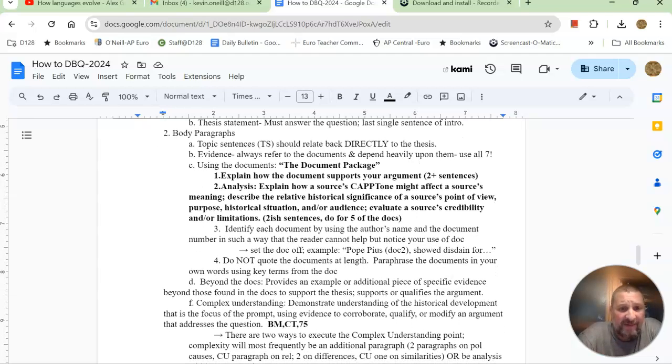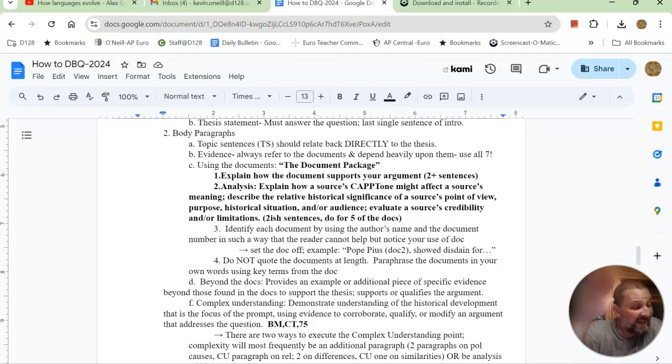Your body paragraphs, most of the time you're going to have 3, but it really depends on the essay. Always start your body paragraphs with a topic sentence every single time, and it should relate back to the question. What was the primary cause of this? Your thesis is: the primary cause of this was X, Y, and Z.